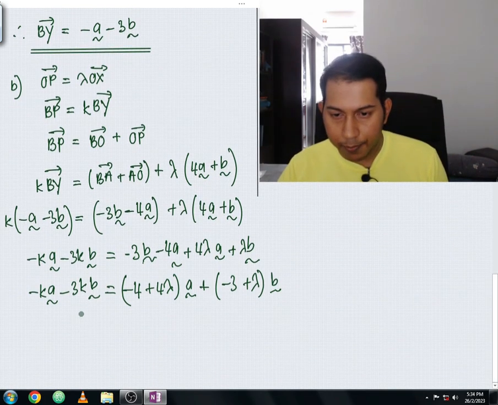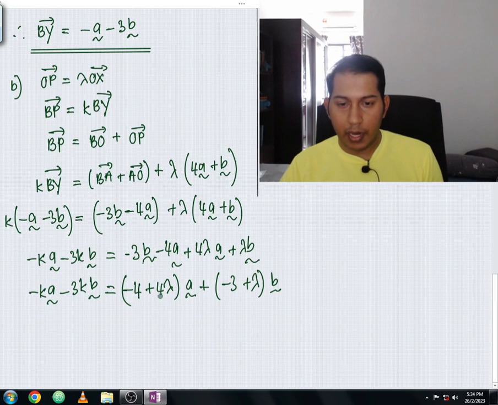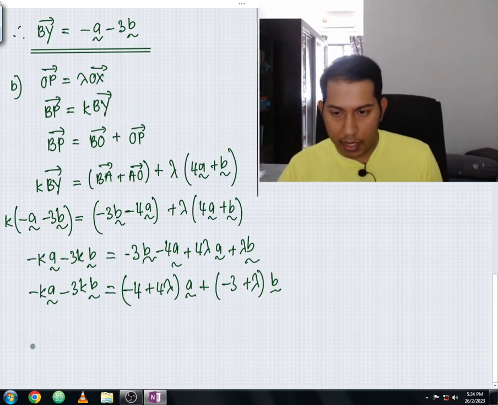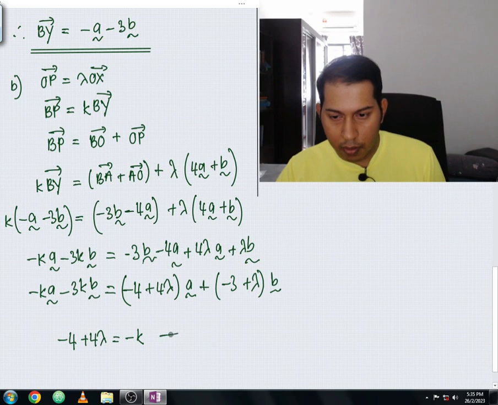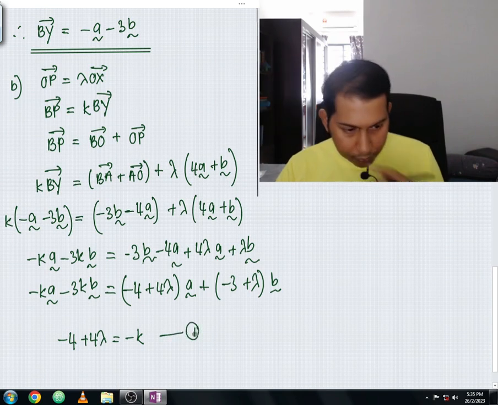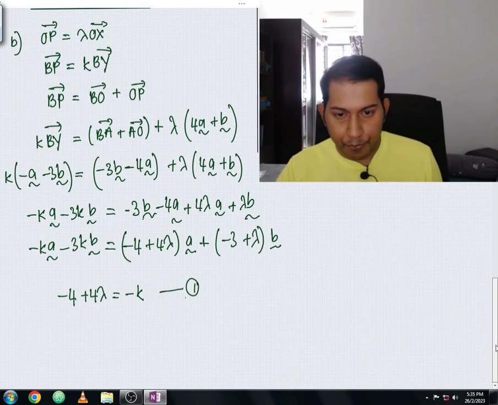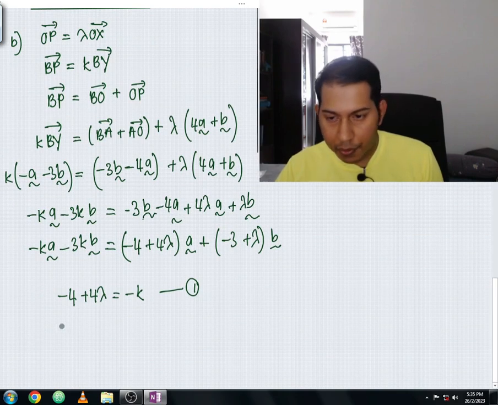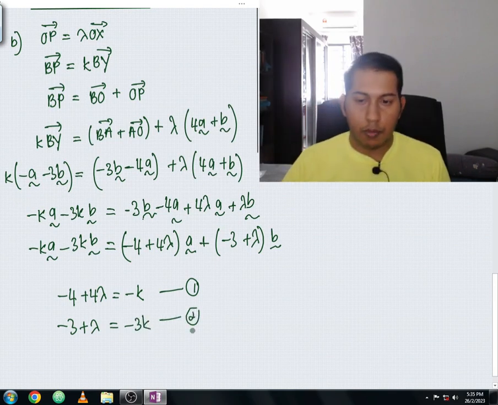So from here we can easily compare the component A and component B respectively. So from here negative 4 plus 4 lambda is equal to negative k. So this will be your first equation. Okay, so from here negative 3 plus lambda is equal to negative 3k. So this will be your second equation.